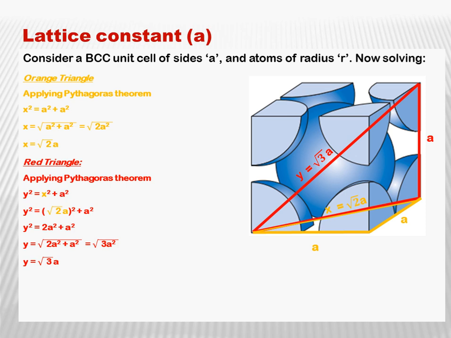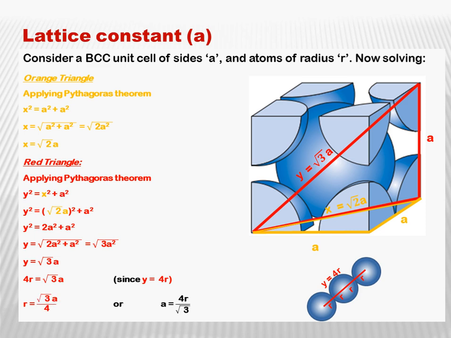Here this y is equal to 4 times r, because this is the diagonal line which is touching 3 atoms, 1 central and 2 corner atoms. So by rearranging, we get r equals this, and the value of a, which is the lattice constant, equals this.